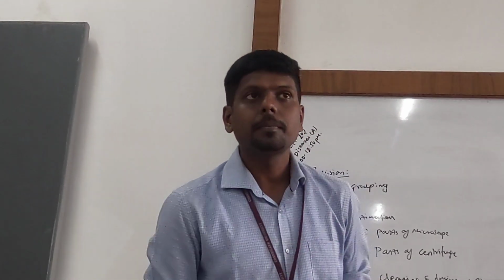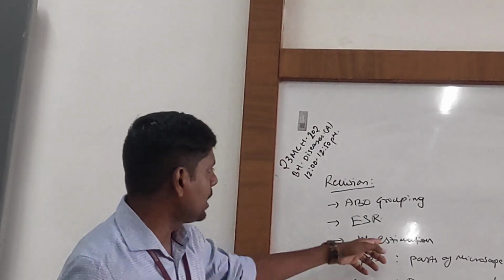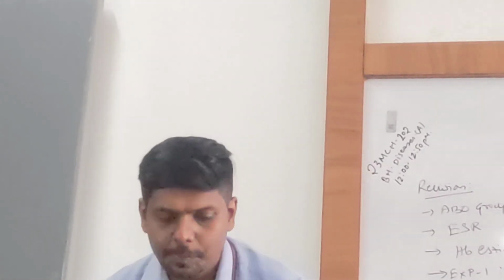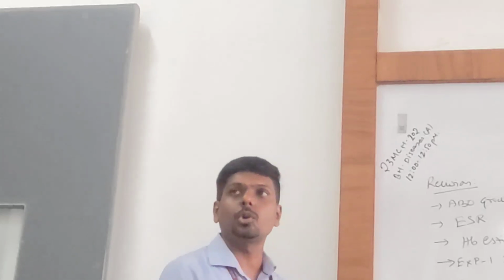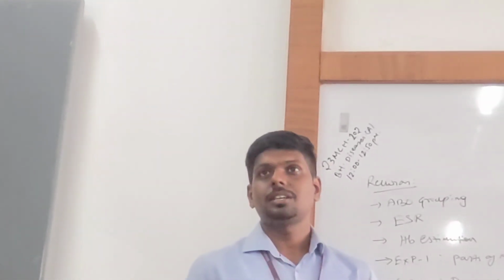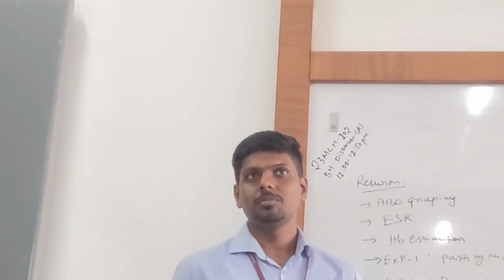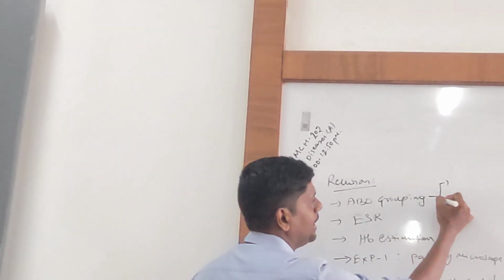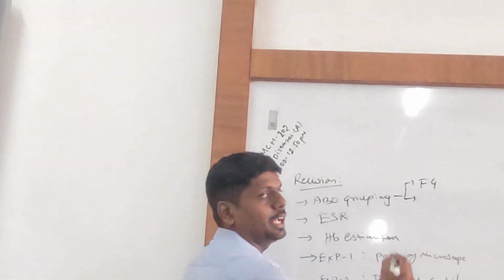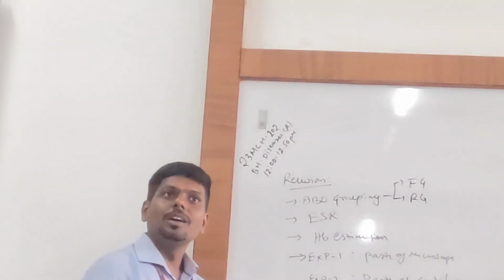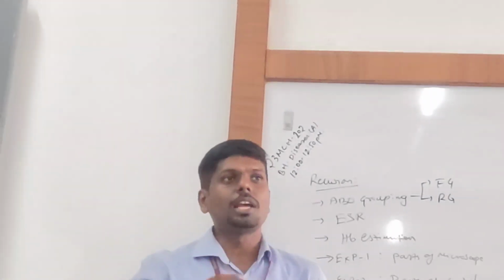Pay attention. So far we have done individual grouping. Am I correct? What are the methods of grouping? There are two methods. Do you remember? Types of individual grouping, procedures. There are two methods: forward grouping and reverse grouping. What is the difference between forward and reverse grouping?